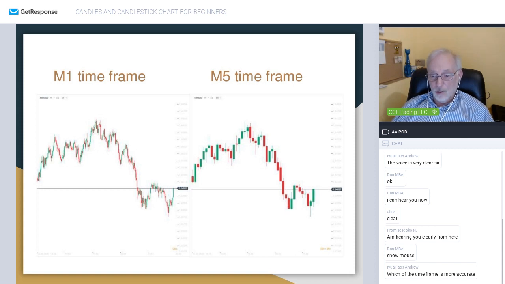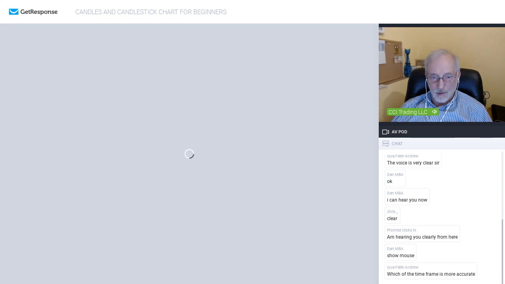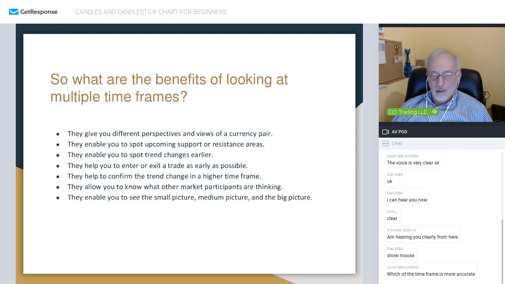But we'll go in a moment to the live charts, and I will explain the idea of choosing the proper time frame for your trading. But before we go to the live charts, let's make some summary. What are the benefits of looking at the multiple time frames, as I mentioned, because we can choose between 1 minute up to 1 day charts. What's important is that they give us a different perspective and view of a currency pair.